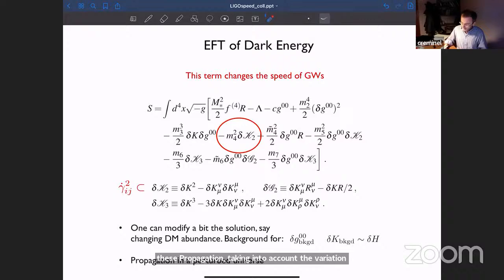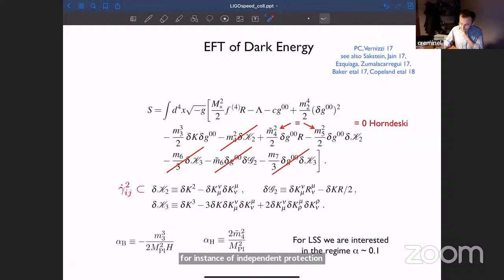So to cut the story short, this puts very nice bounds on these operators, as was realized by many people a few years ago, not so long ago. When I say that the bounds are good, so I just erase these operators, what do I mean? We'll have some constraints, it's not zero. But the reason why I just erase these operators is because you should compare the bounds that we get using gravitational waves with the bounds that you get using other methods.